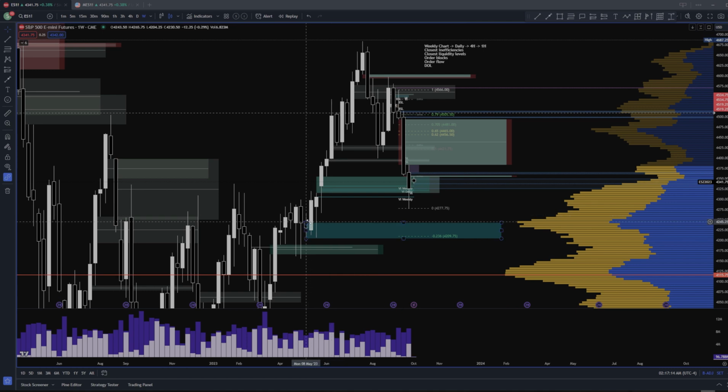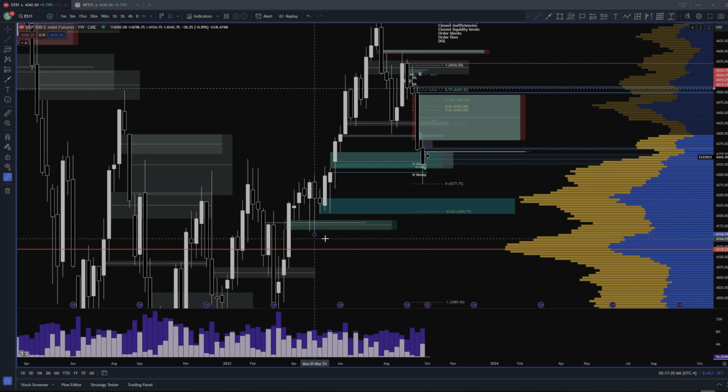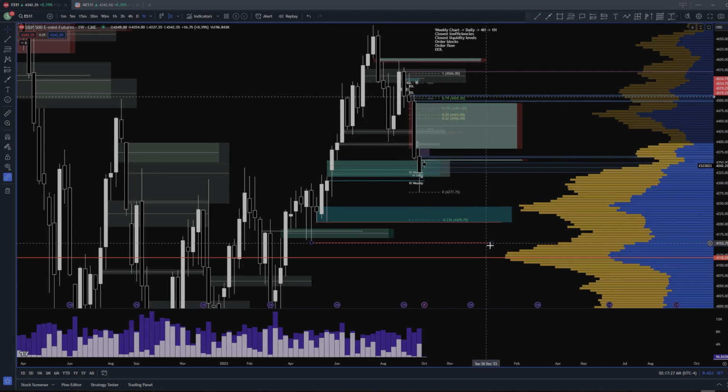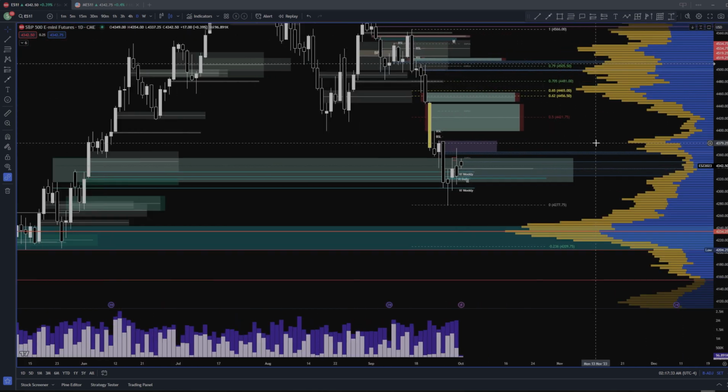Down here we have this weekly order block. For liquidity, I guess we have one down here, and we have some levels of liquidity right here as well. And next we're going to go down to the daily chart and see what's going on here.